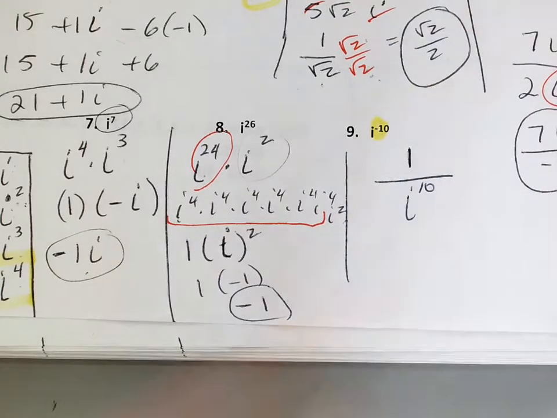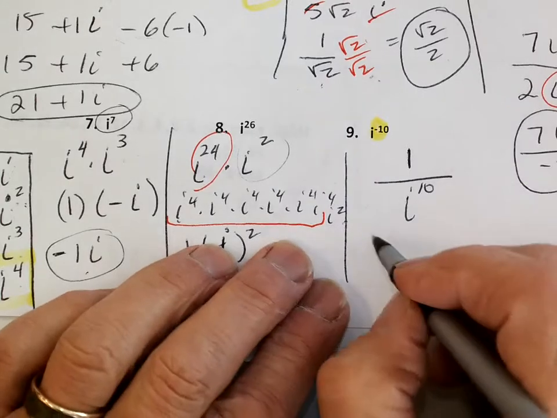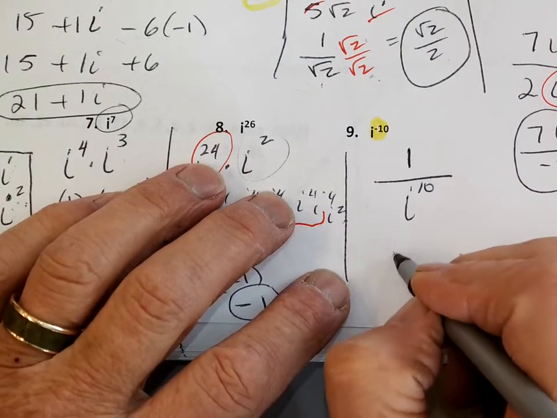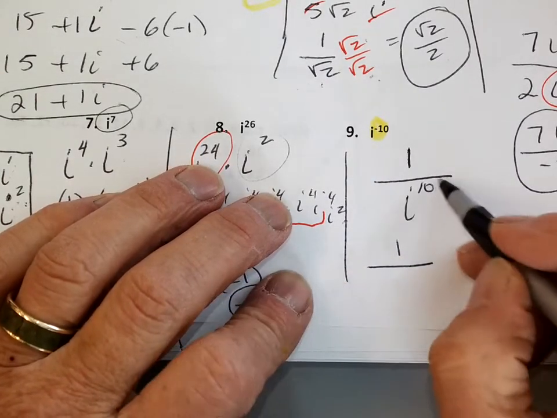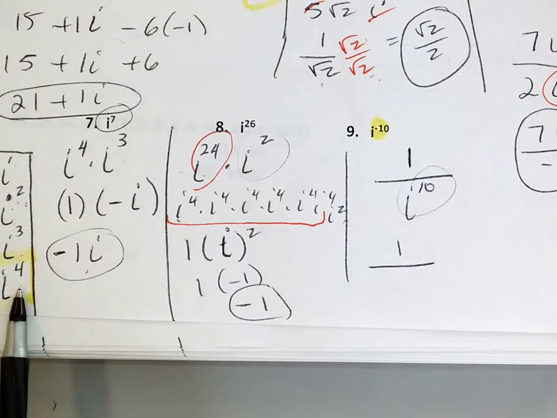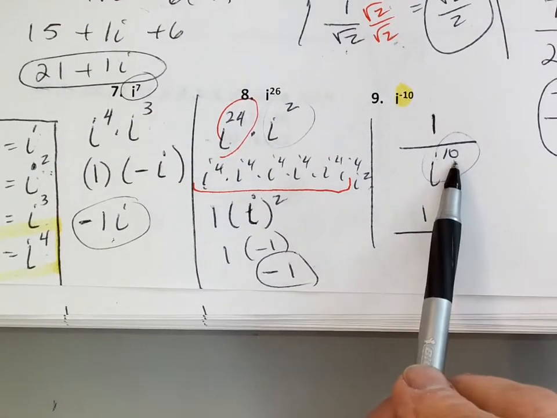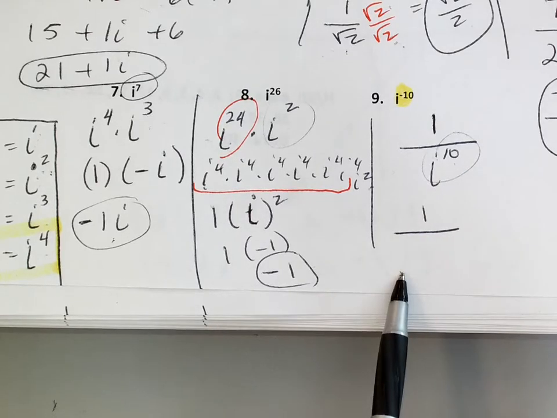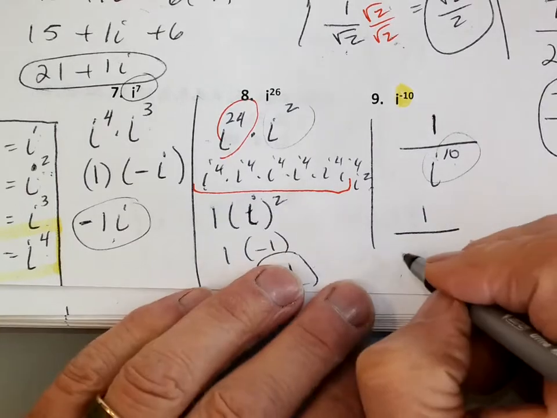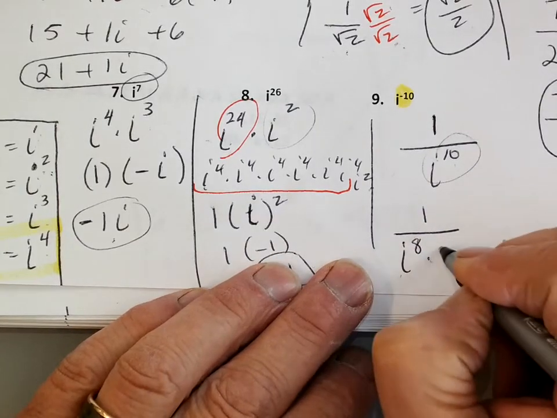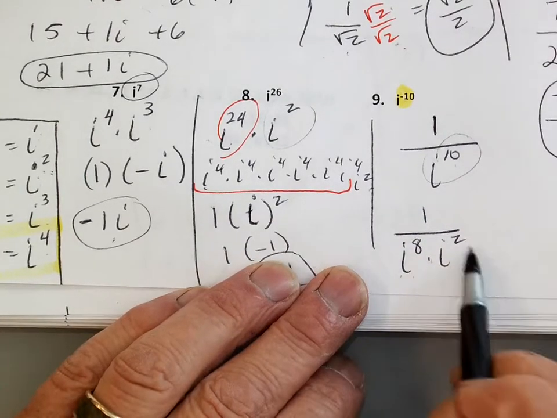Okay. Now let's break up i to the 10th. What do you guys think would be a good choice? What would you break i to the 10th up into? We need i to the fourth. I want i to the fourth, so what are you going to make i to the 10th into? 8 and 2. Okay, because that makes 10.